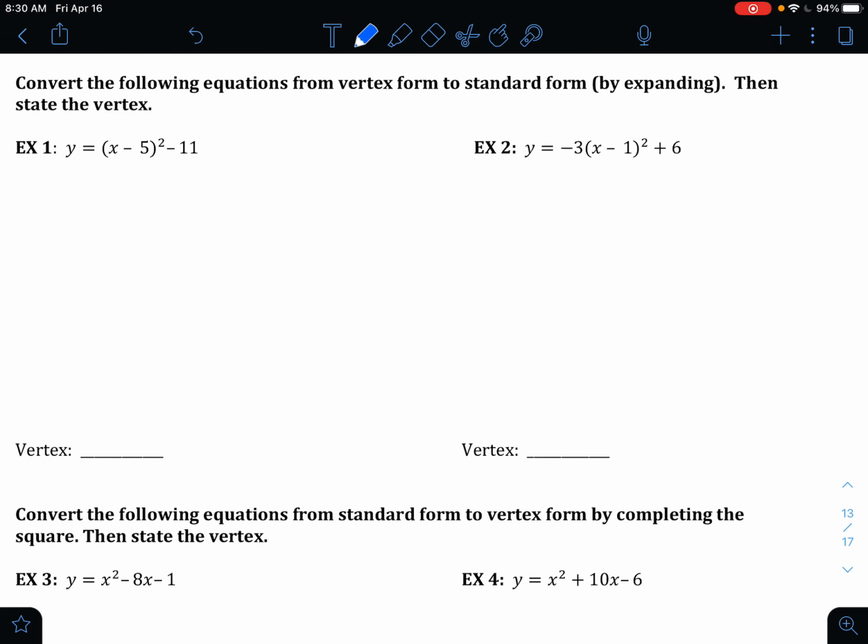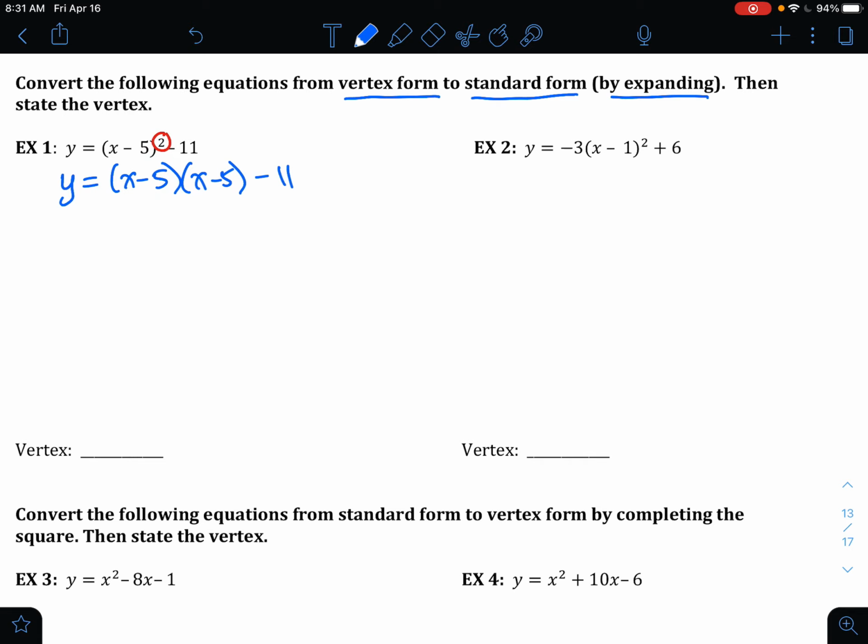All right, the first couple of examples, we are going to be starting in vertex form. Convert the following equations from vertex form to standard form, and we're going to expand. Then we're going to state the vertex in all of these. So I've got vertex form here. What I need to notice is I have x minus 5 squared, so I want to expand that out because there's really two factors. I want to rewrite the problem but write two x minus 5's. So I have x minus 5 times the second one minus 11.